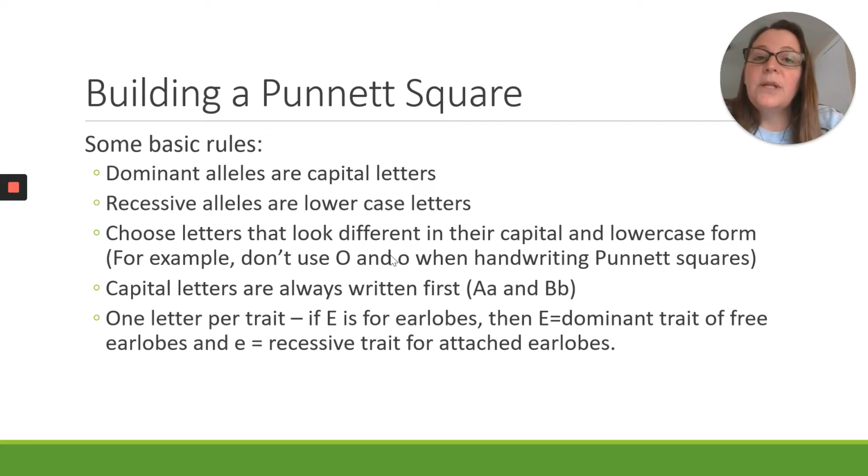All right, capital letters are always written first. So when you're filling out your Punnett square, it doesn't matter whether it was on the top or the side, the dominant one always goes first. I also have students who have a tendency to want to call, like, a capital F for the free earlobes and an A for the attached, and then you end up with two different letters for the same trait, but there's always one letter per trait. So if you're talking about earlobes, you can just go with the letter E, which is what we will use. And then the capital E is dominant and the lowercase e is recessive.